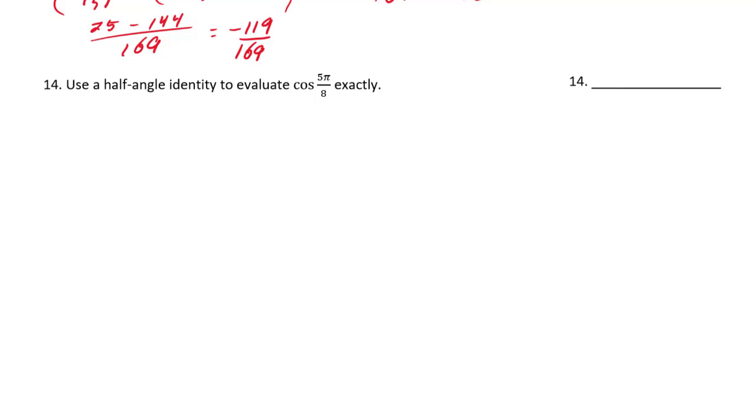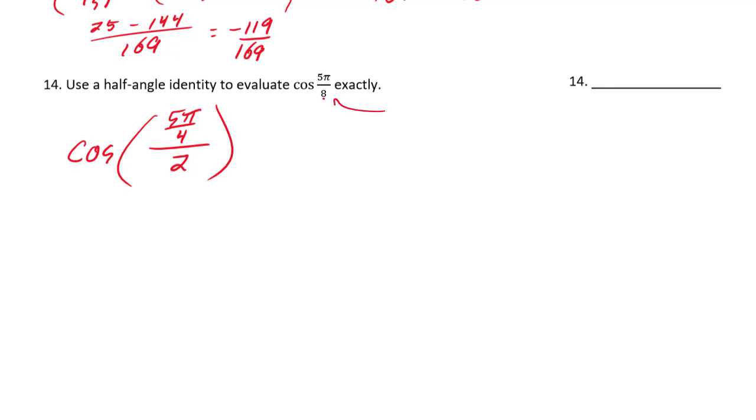As for the last one on this review, number 14 wants us to do a half-angle identity specifically. This is one where even if we tried doing a sum or difference formula, the 8s in the denominator would basically make it impossible to reduce both down to angles from the unit circle. So I'm forced to use the half-angle formula. I need to figure out what 5 pi 8ths is half of. Well, 5 pi 8ths would be half of 5 pi 4ths. So I really could rewrite this as cosine of 5 pi 4ths all over 2.